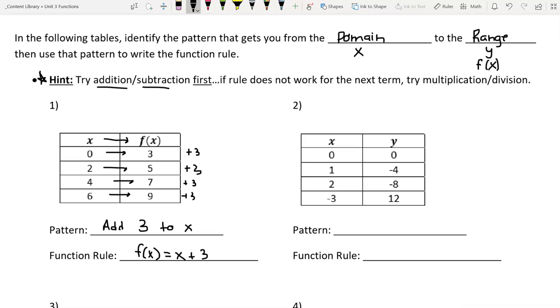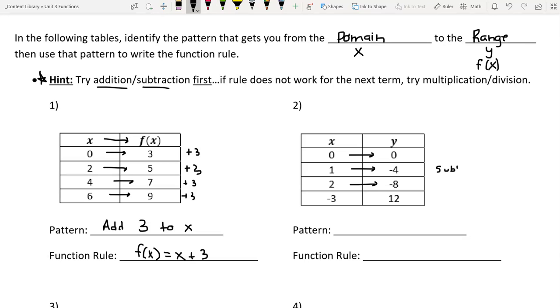So let's try it again. How am I getting from 0 to 0? 1 to negative 4. 2 to negative 8. Okay? Well, here's the thing. 0 to 0 is kind of hard to understand. So we're going to go from 1 to negative 4. How would I get from 1 to negative 4? Well, I subtracted 5. Okay? Because 1 minus 5 is negative 4.